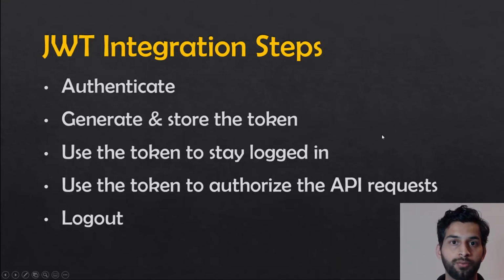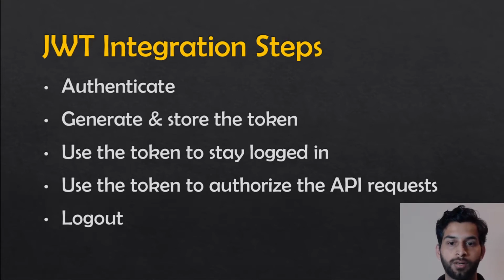Now, for this demo, we'll follow five steps. First, we authenticate the user. We check the username and password and make sure that the user exists in the system. Then we generate the token on the server side, and then we store the token on the client side. Then we use the token to tell the client to stay logged in. That's the only way for our Blazor application to know that the user is logged in and to keep the user logged in.